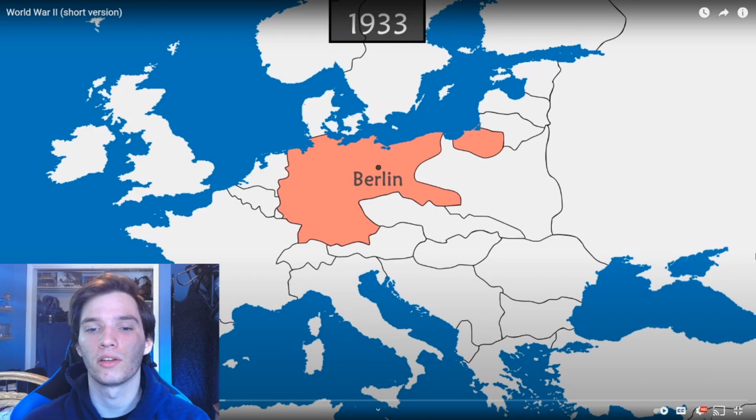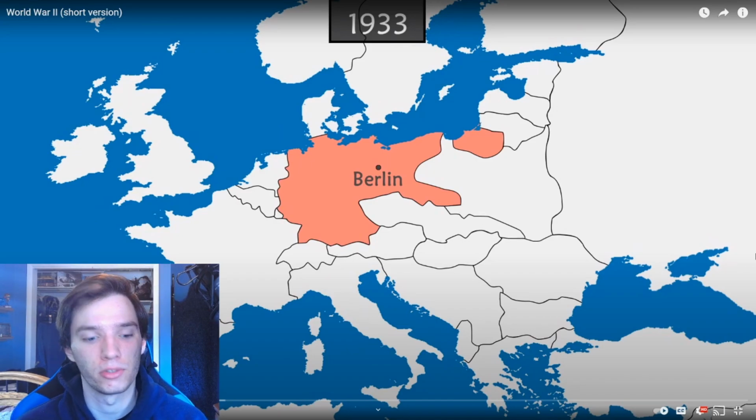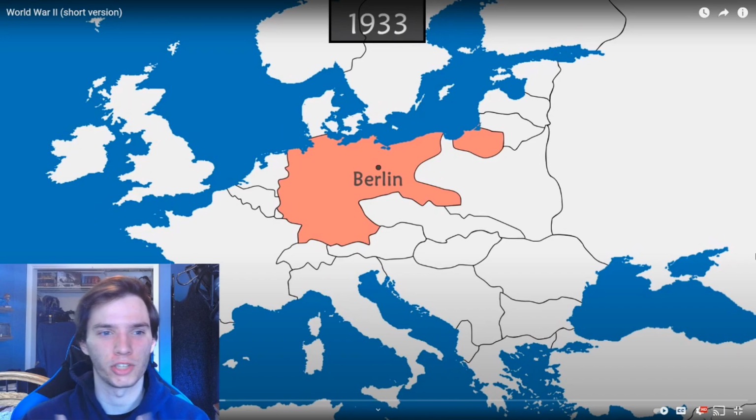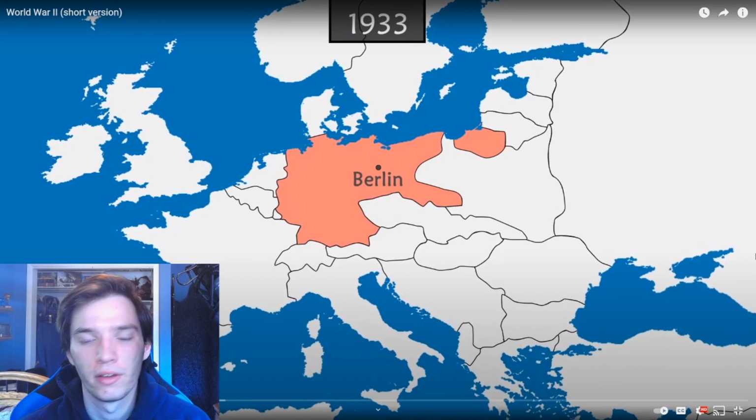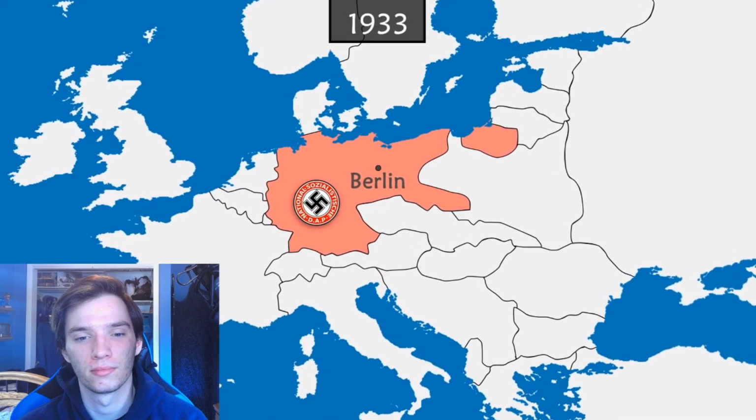And then it was 1933 where they won a bunch of seats in German government. And thus they were able to play politics and gain control when Hitler assumed chancellorship, and then merged the president and the chancellor into one position, thus giving him dictatorial power. That was the rise to power of the Nazi Party with Adolf Hitler at its helm.